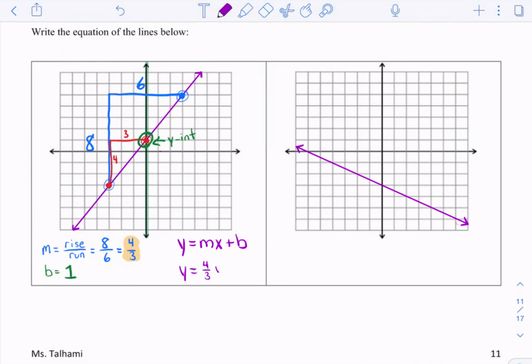Sticking the x next to it. Lots of students forget about that little x. And it's plus 1 because it's a positive 1. And there you have it, the equation of a line given a graph.